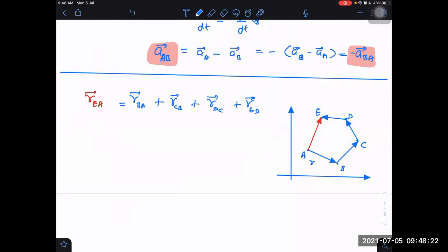One more thing I would like to say here: RBA is actually equal to AB, and RCB is actually equal to BC. RDC is actually equal to CD. Position vector of D with respect to C is actually equal to CD. See, here these are getting opposite. This means vector pointing from C to D. This means vector pointing from D to E.